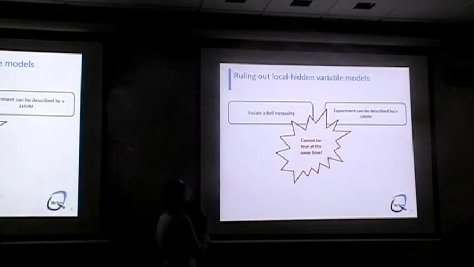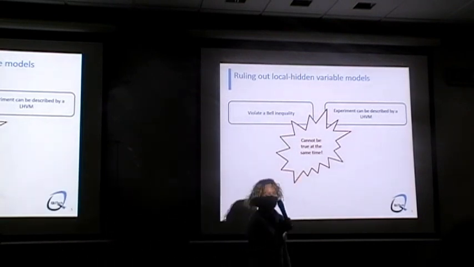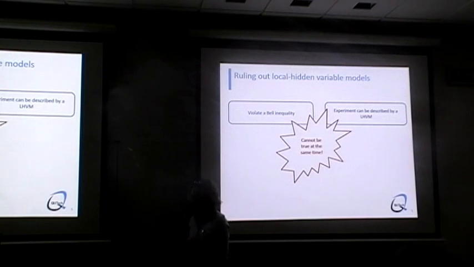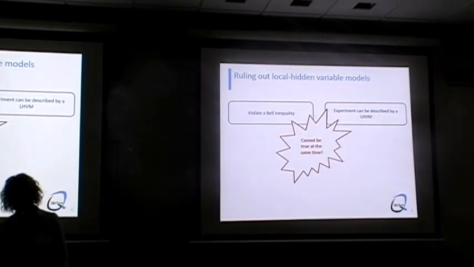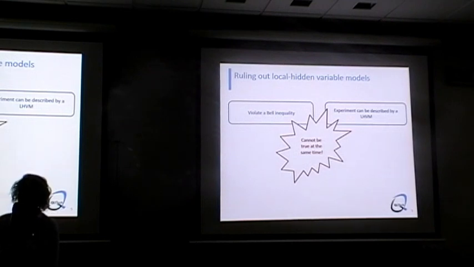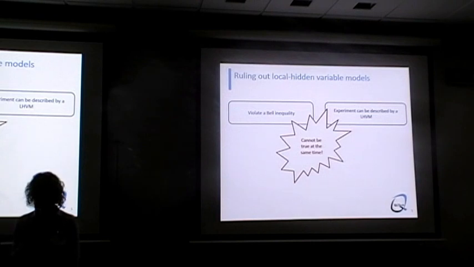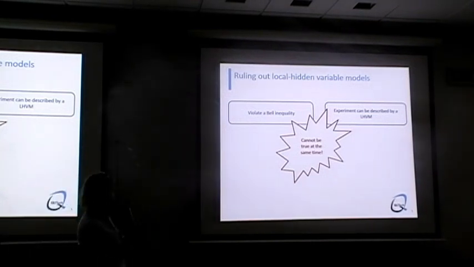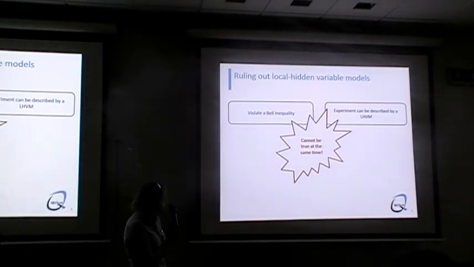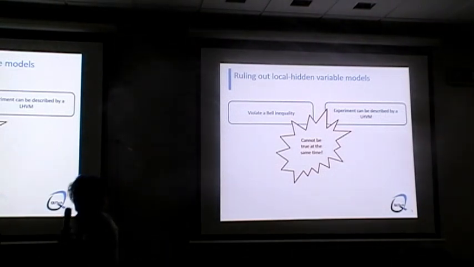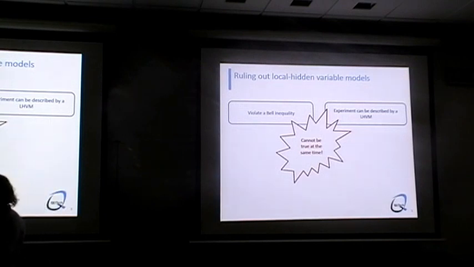So in the first part of my talk, we replace the statement by: the experiment can be described by a local hidden variable model. Most of you know that the violation of a Bell inequality is inconsistent with the experiment being described by a local hidden variable model. They cannot both be true at the same time, meaning if we observe a violation of the Bell inequality, then we know that the experiment cannot be described by a local hidden variable model.